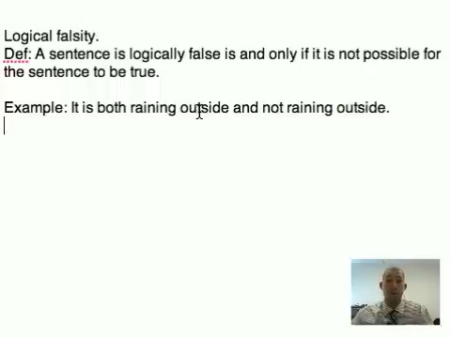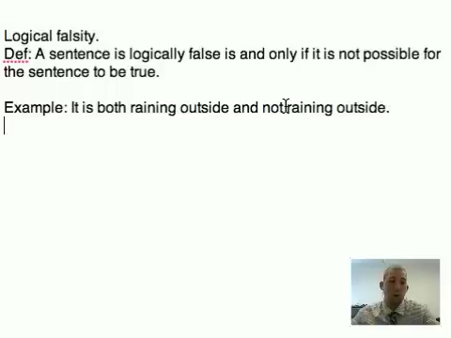It is always false. And the reason why it's false has nothing to do with its actual content, right? We could put anything in here we like. Instead of raining outside, we could say it is snowing outside, or it is both the case that I am hungry and not hungry, for example.